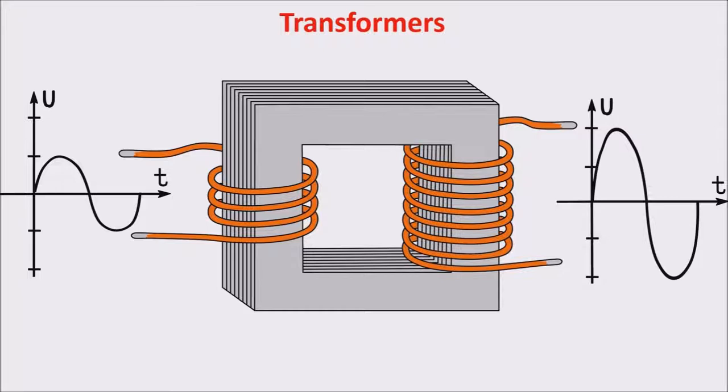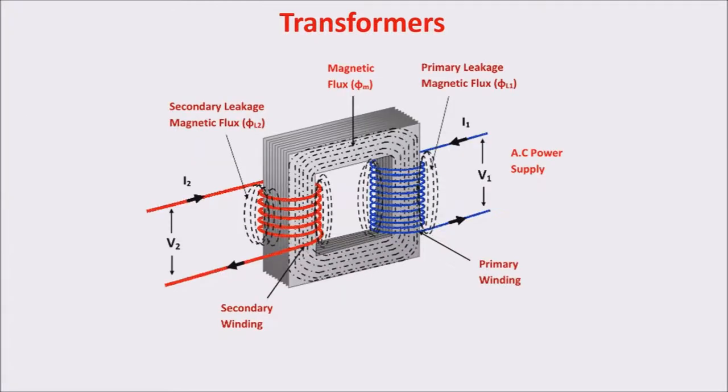You see in this case the secondary voltage is in phase with the primary, but this depends on the winding direction of the secondary turns. With the other winding direction, we would get a secondary voltage out of phase. Ideal transformers don't exist. They always have some flux losses in some way.